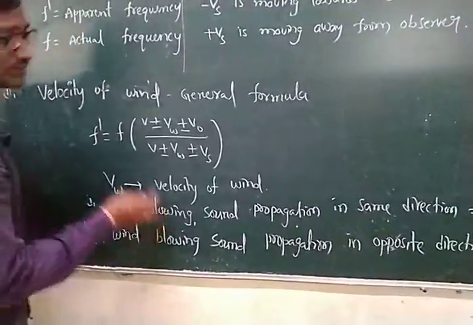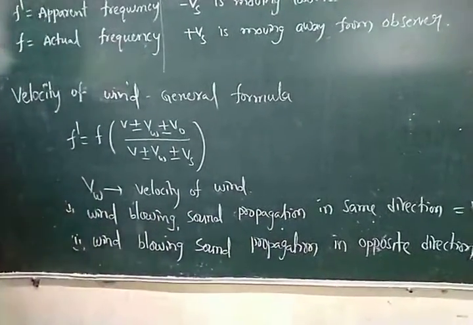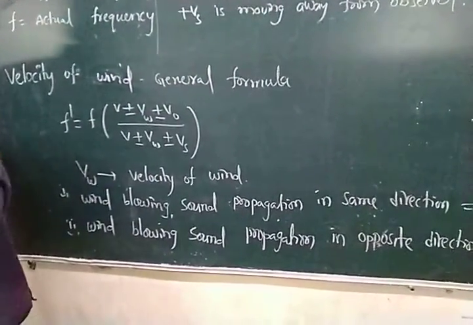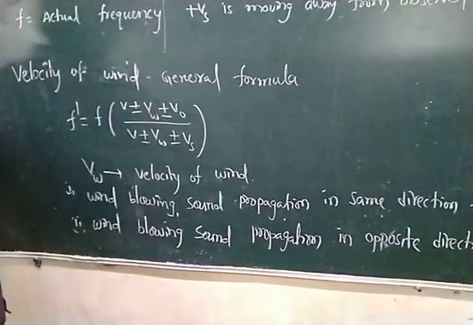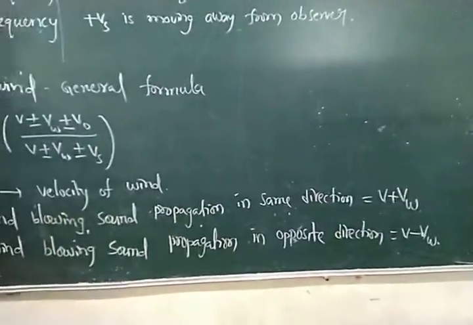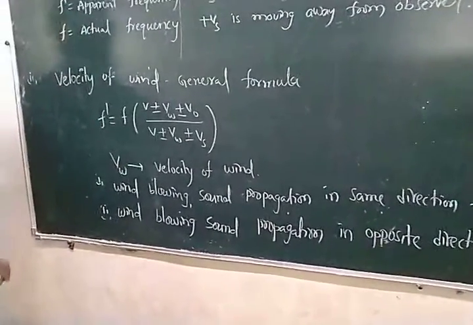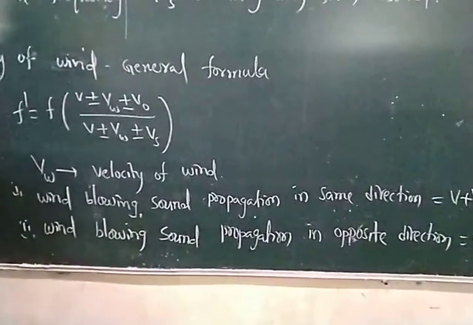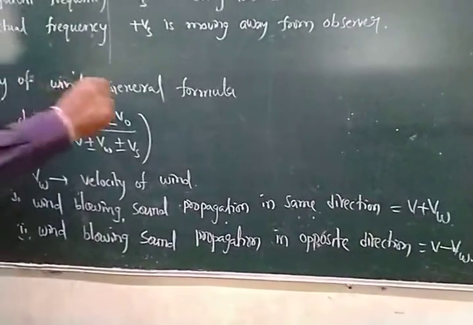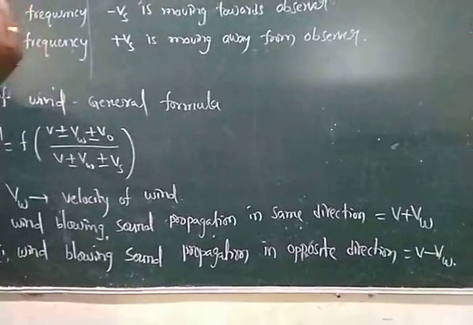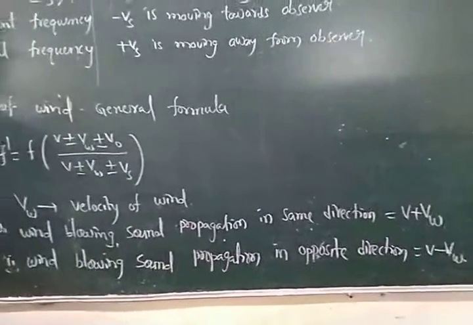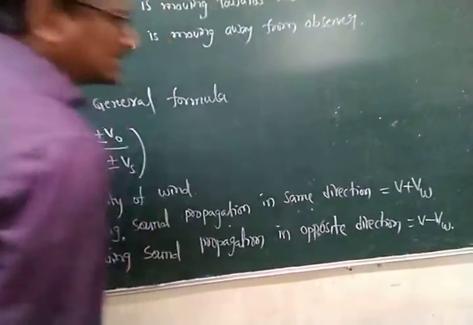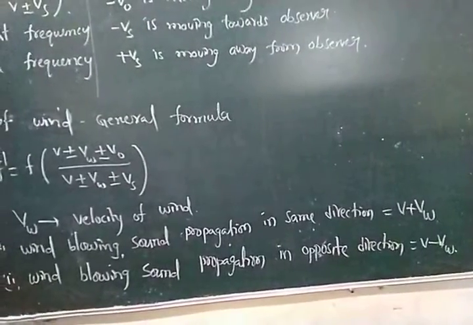When the wind is blowing in the same direction as the sound propagation, for example the air is moving along the x-axis and the sound is also moving along the x-axis, both have the same direction. At that time we take v plus vw, the velocity of sound plus the velocity of wind. When the wind is blowing opposite to the direction of sound propagation, for example the sound wave travels along the positive x direction but the wind comes in the negative x direction, both are in opposite directions. In that condition we take v minus vw.